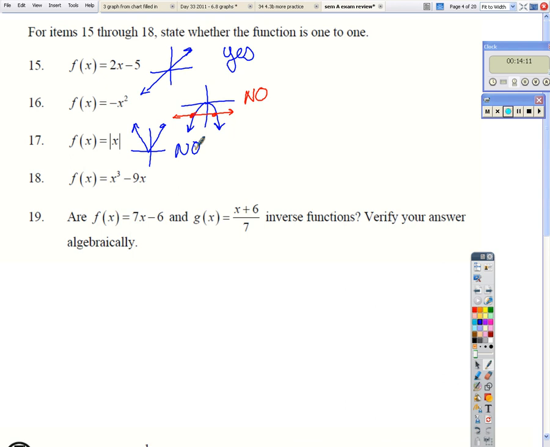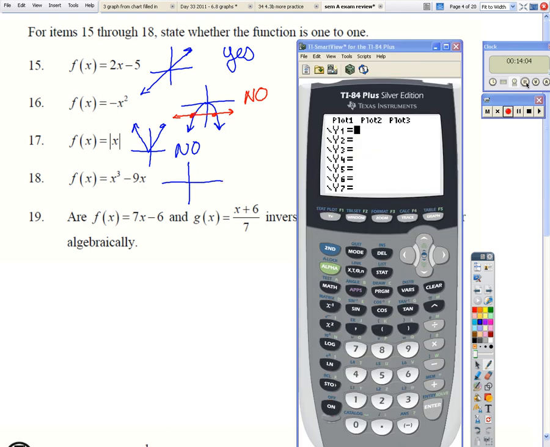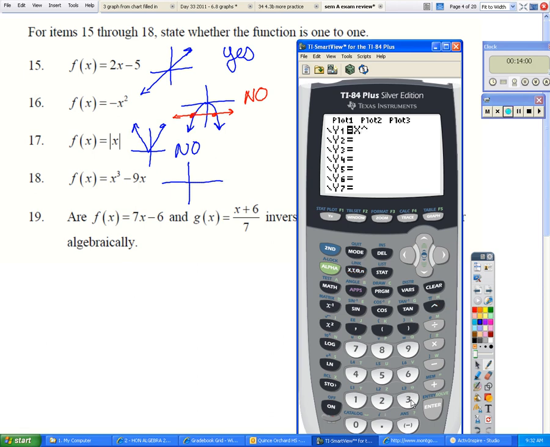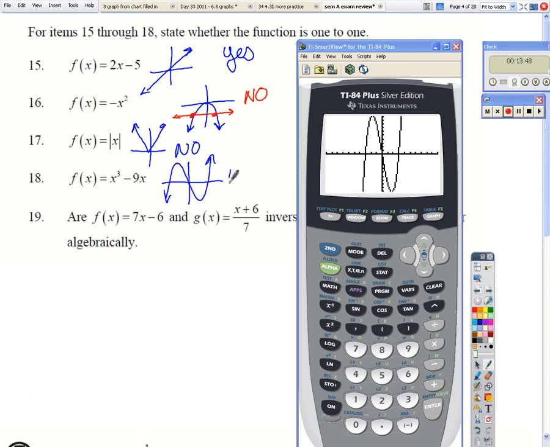X to the third minus 9x. We're going to graph that. This is one I'm going to use my calculator for. So I'm going to graph x to the third minus 9x. I'm going to look on a standard window. So this one is also not 1-to-1 because it will fail the horizontal line test.